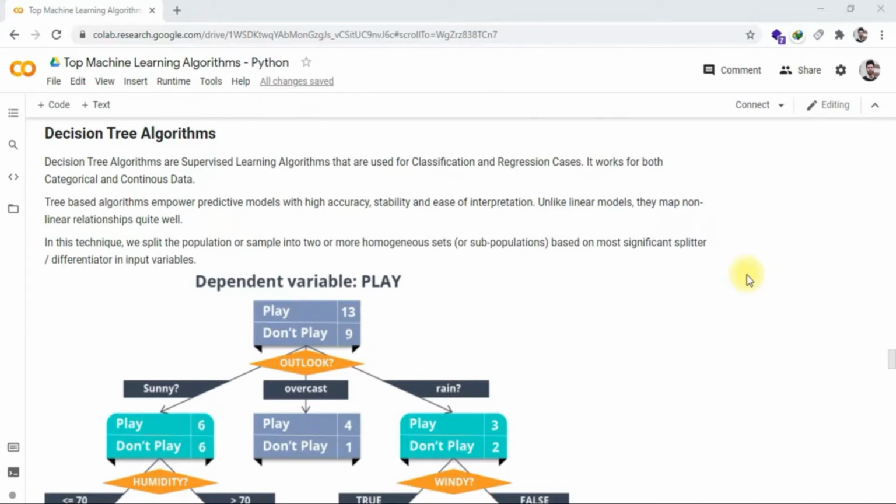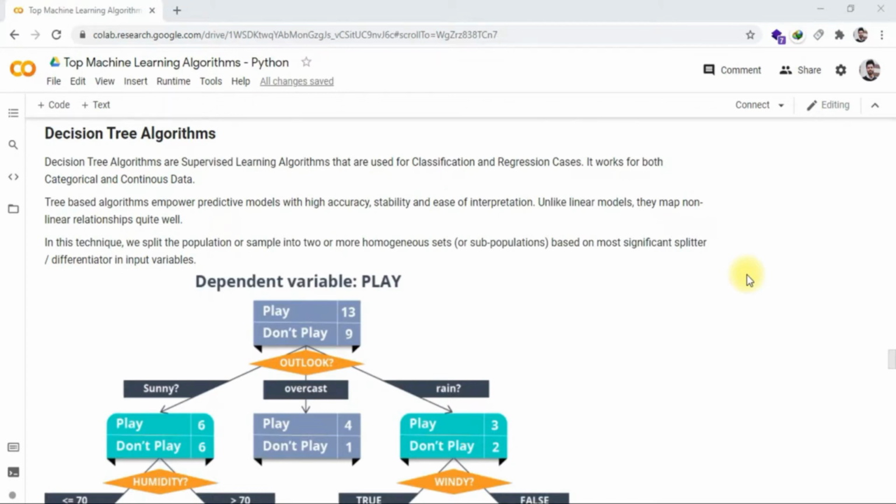Tree based algorithms are used because they empower predictive models with high accuracy, stability and ease of interpretation, because they are easy to implement and easy to visualize. They are also used because they can capture non-linear relationships, which are very hard to implement in linear models but can be easily implemented using decision tree algorithms.